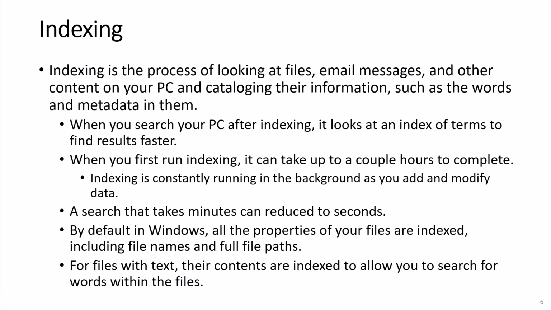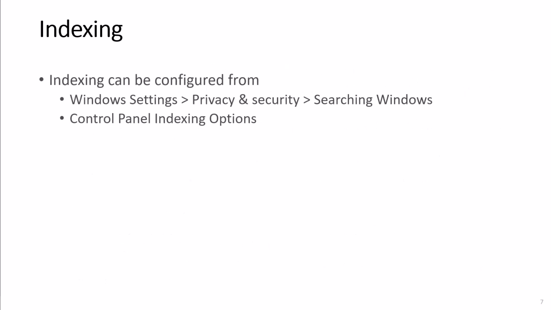By default in Windows, all the properties of your files are indexed, including file names and full file paths. For files with text, their contents are indexed to allow you to search for words within the files. Indexing can be configured from Windows Settings, Privacy and Security, Searching Windows. Or you can use Control Panel Indexing options.